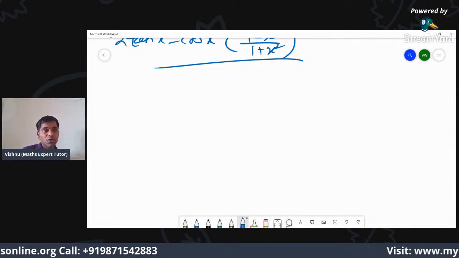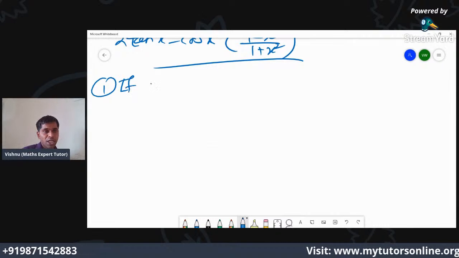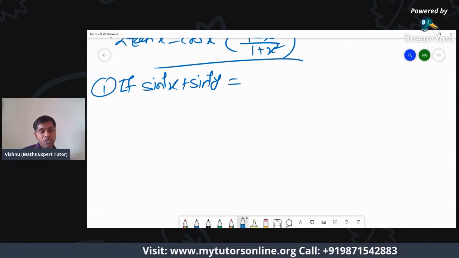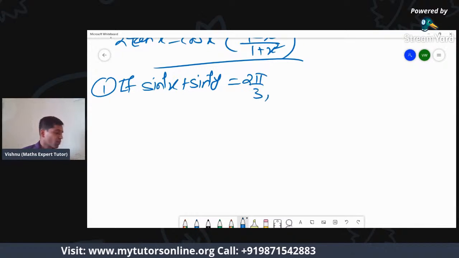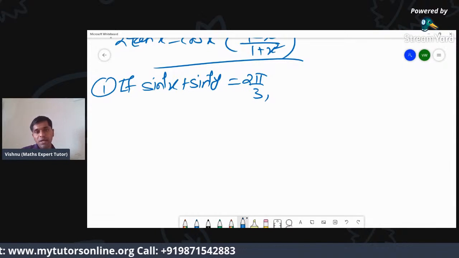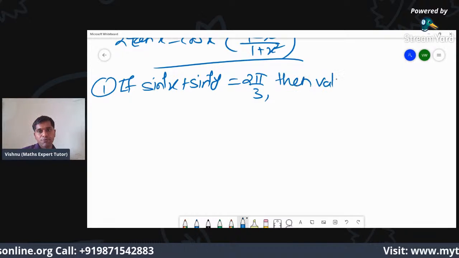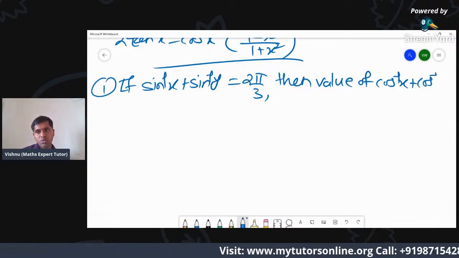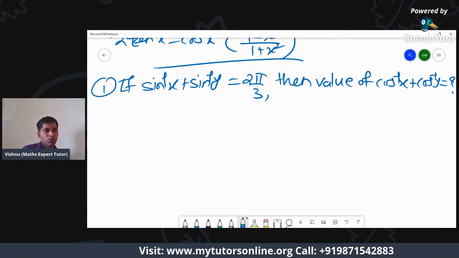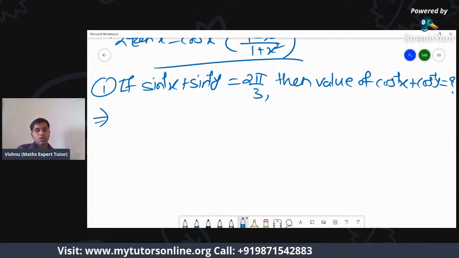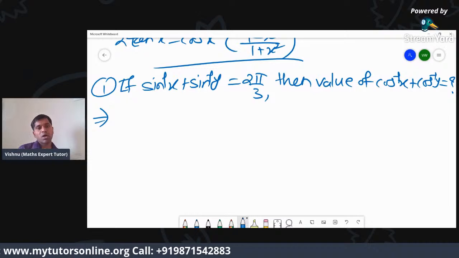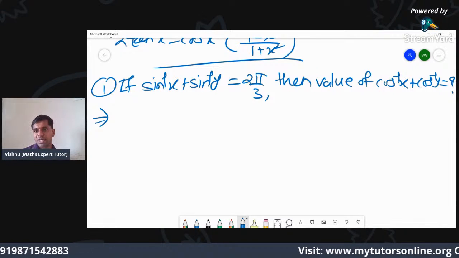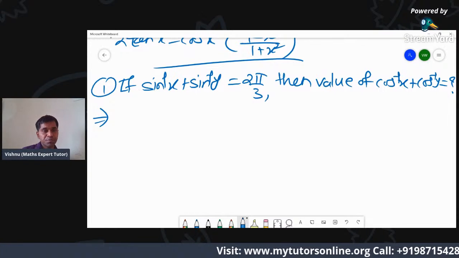One example is, if sine inverse x plus sine inverse y is equal to 2 pi by 3, then the value of cos inverse x plus cos inverse y will be. So the value of sine inverse x plus sine inverse y is given as 2 pi by 3. Then the value of cos inverse x plus cos inverse y will be.